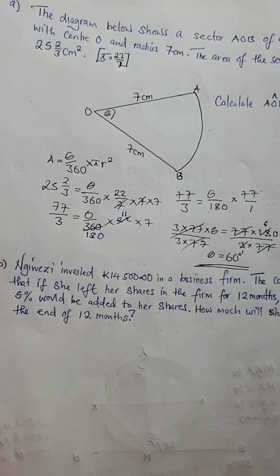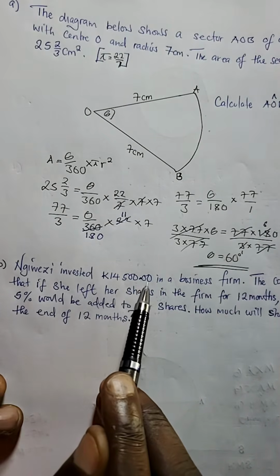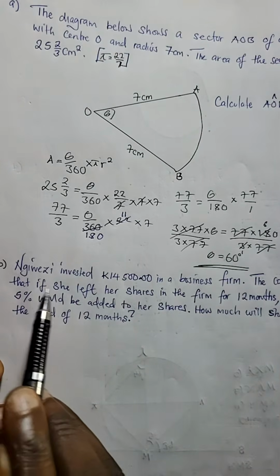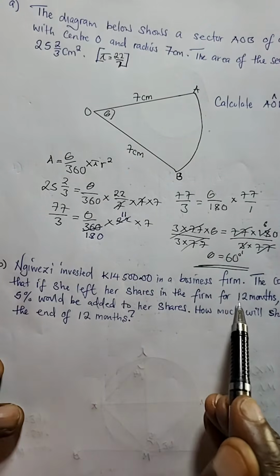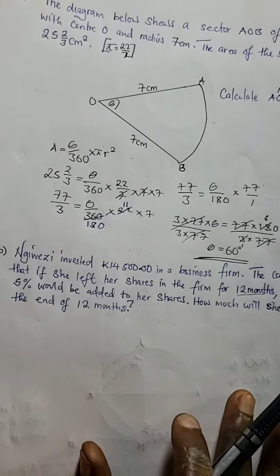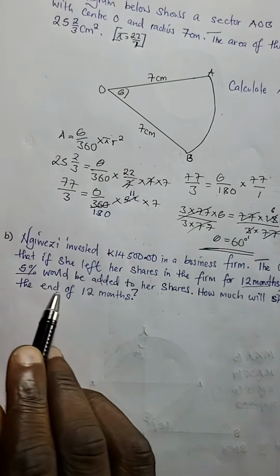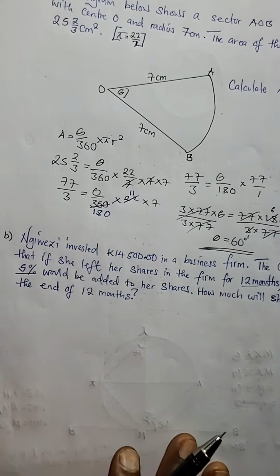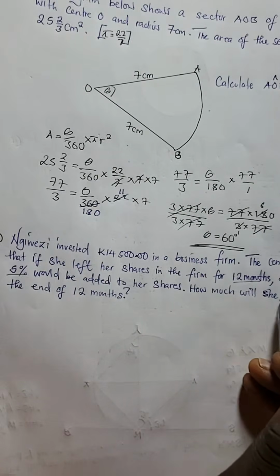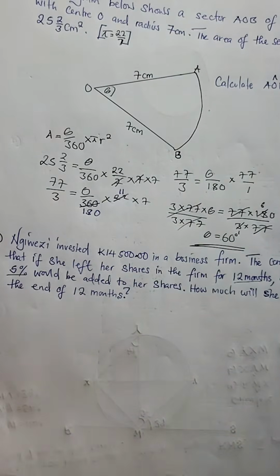Then this is social and commercial arithmetics. Okay, then the question is saying Ngiwezi invested 14,500 kwacha in a business firm. The condition was that if she left her shares in the firm for 12 months, a profit of 5% would be added to her shares. How much will she get at the end of 12 months?